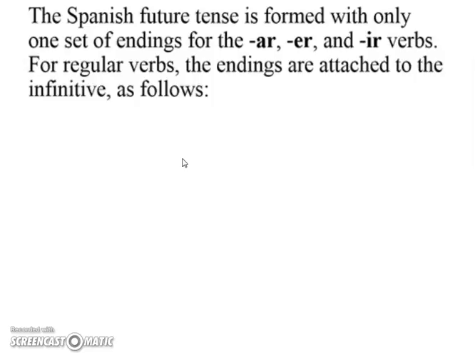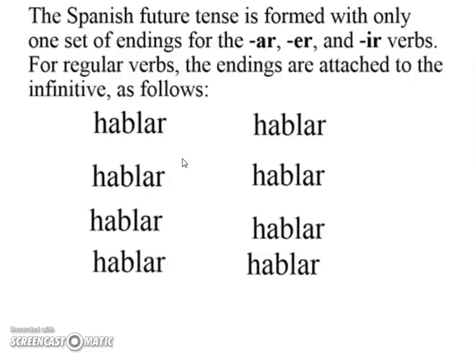Okay, so again, the future tense is formed by only one set of endings for AR, ER, and IR. Even in a few slides ahead, I'll show you the irregular verbs, and they have the same endings as well. So these endings are for every single verb in the future tense in Spanish. Okay, so we're going to attach the endings to the infinitive. So there's our infinitive, hablar. Okay, so if I want to say I will speak, hablaré.